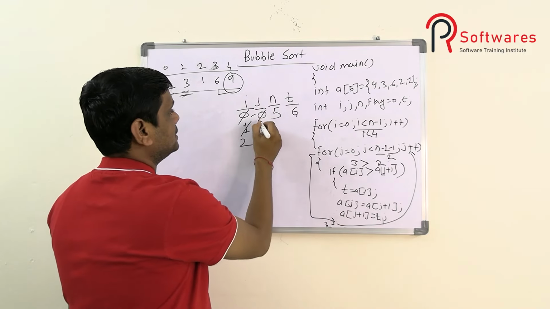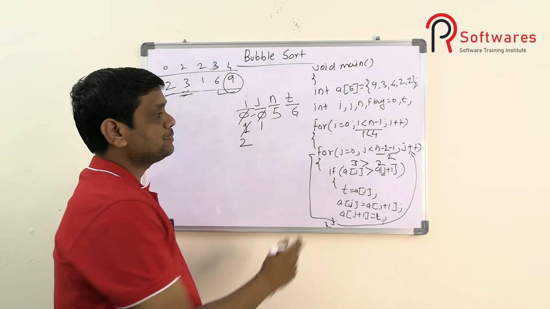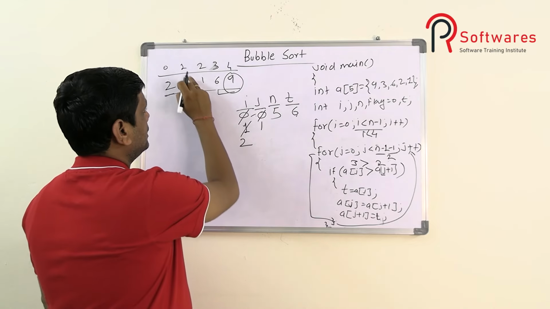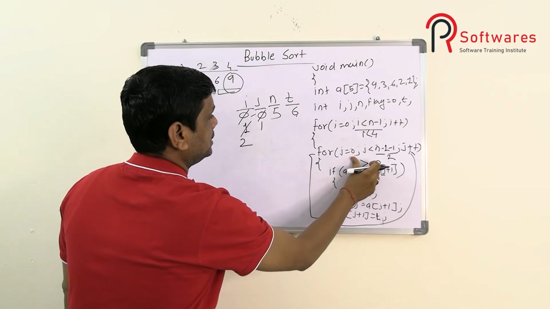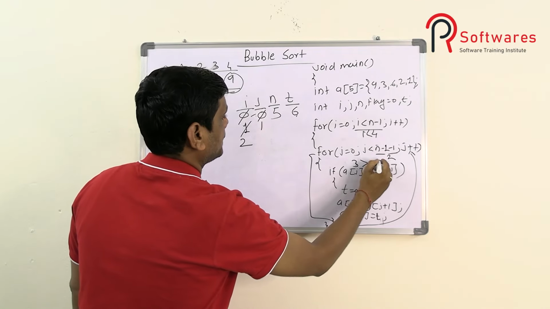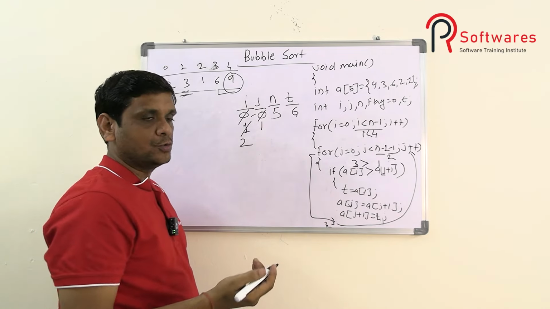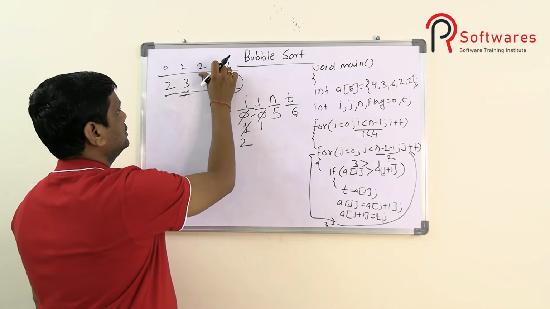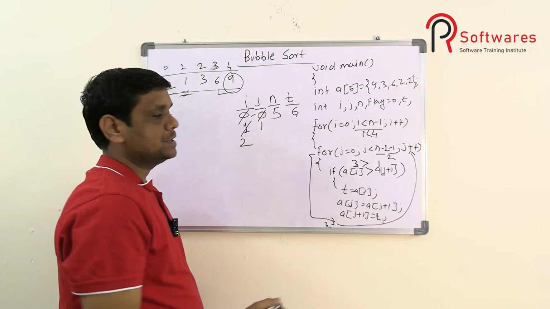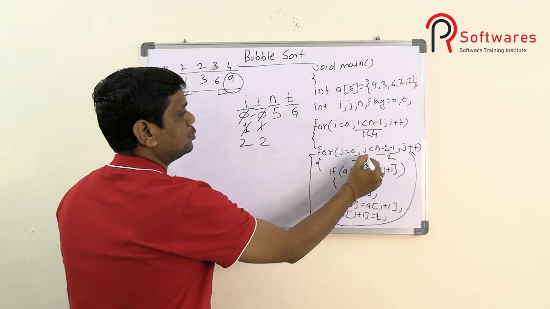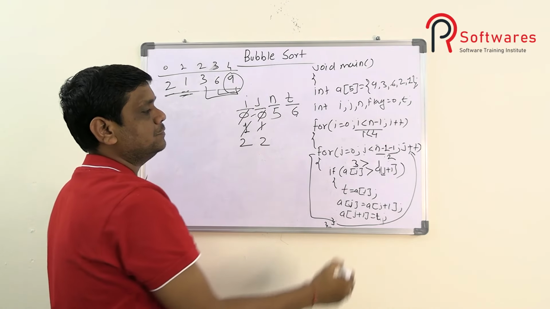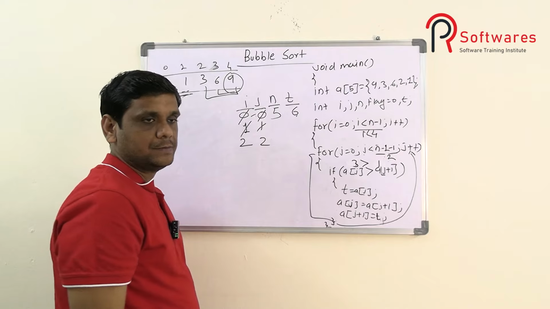Next, j plus plus, j will become 1. 1 less than 2, true, true means it will come here. A of 1 is how much? 3. Greater than A of 2, that is 1. 3 greater than 1, true. True means swapping will get performed. So here it will come 3, here it will come 1. Then j plus plus, it will become 2. 2 less than 2, false. So it means after the third one, your 3 values got sorted.